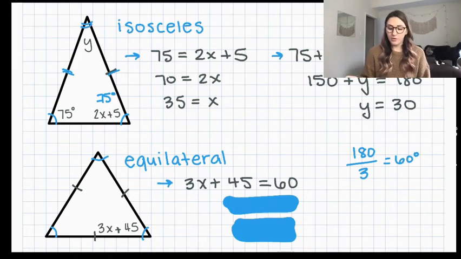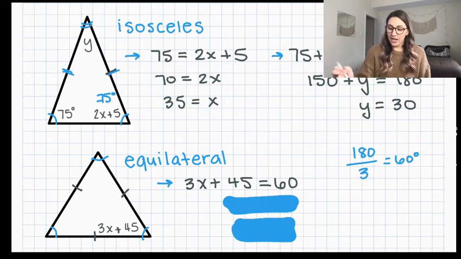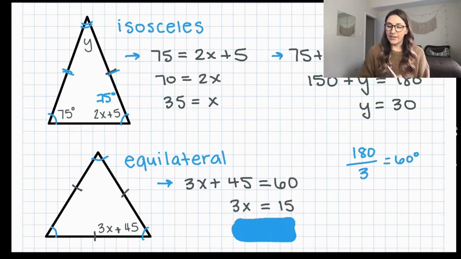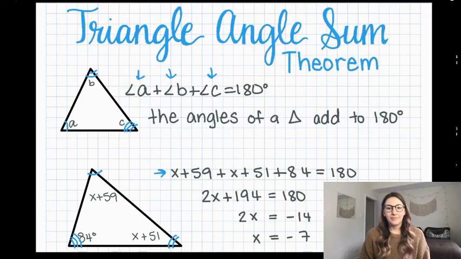The 3x plus 45 has to be equal to 60 degrees because every angle in an equilateral triangle is 60 degrees. In order to solve this equation right here, we would subtract the 45 on both sides, leaving us with 3x equals 15. And then we would divide by 3 on both sides, leaving us with x equals 5. And that's it. That's how we can apply the triangle angle sum theorem to solve for missing angles and unknown variables in triangles.